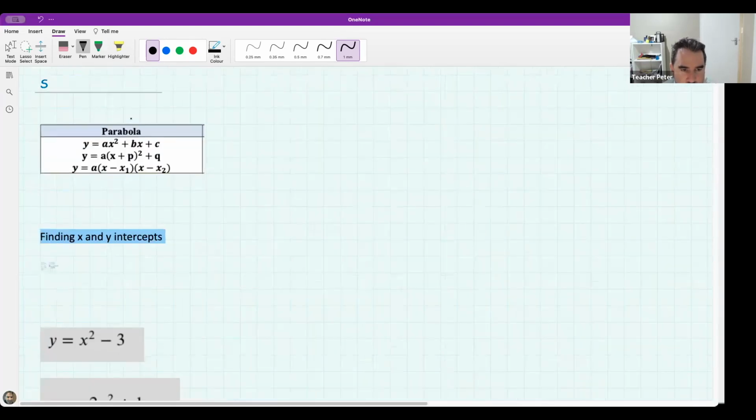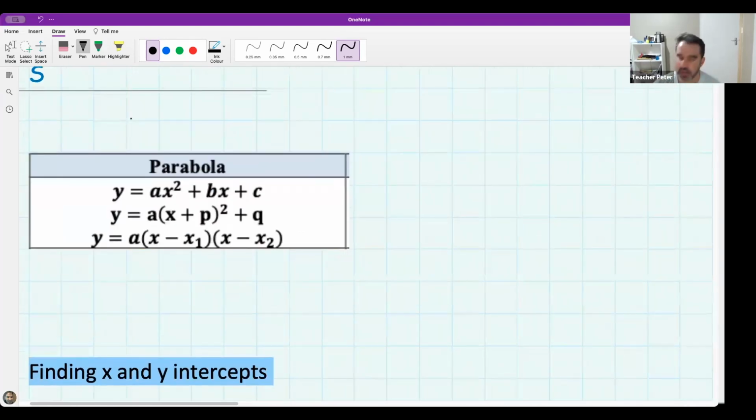As we come to parabolas, I kind of think of them as the happy or the sad graph, right? So if the A value is positive, it looks like a smiley face. If the A value is negative, it looks like that. But tell me, what are these three things that are currently on the board?